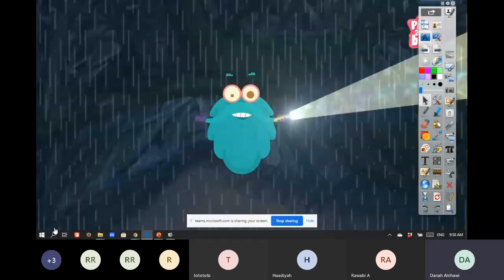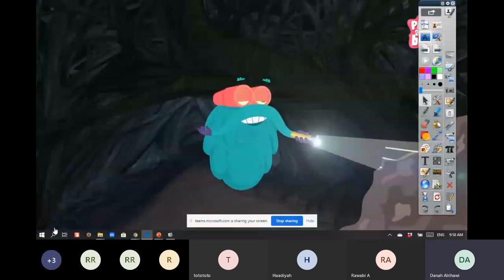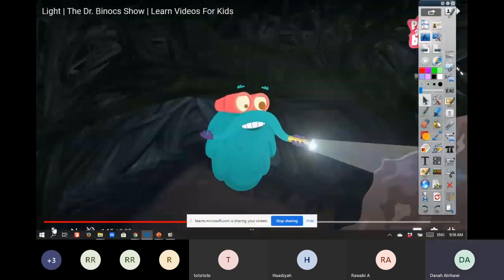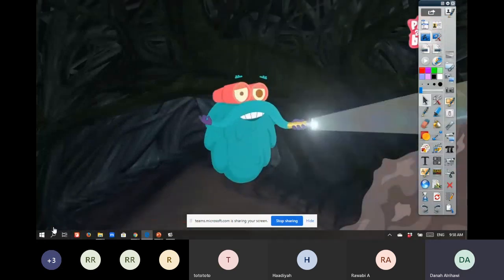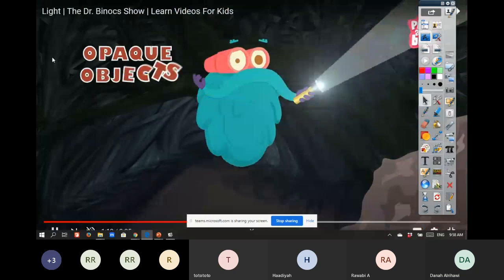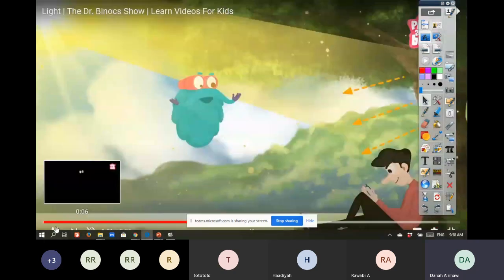While if I have rocks like this one, the light will just reflect, bounce, reflect. It doesn't let the light wave pass through. We call this object an opaque object. Like what? Like the tree, like you.